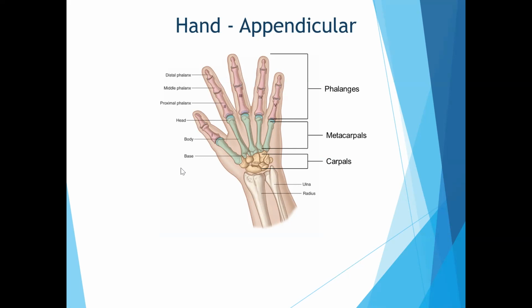So don't worry about these terms over to the side. That gets a little bit too in-depth. I don't need you guys to know that. You need to know the main distribution. So the carpals are your wrist bones. Your metacarpals connect to your fingers and your wrist. And the phalanges are your actual finger bones. And then you'll see down here, the carpals articulate with your ulna and radius. Remember, those are your forearms. So radius on the thumb side, ulna on the pinky side.